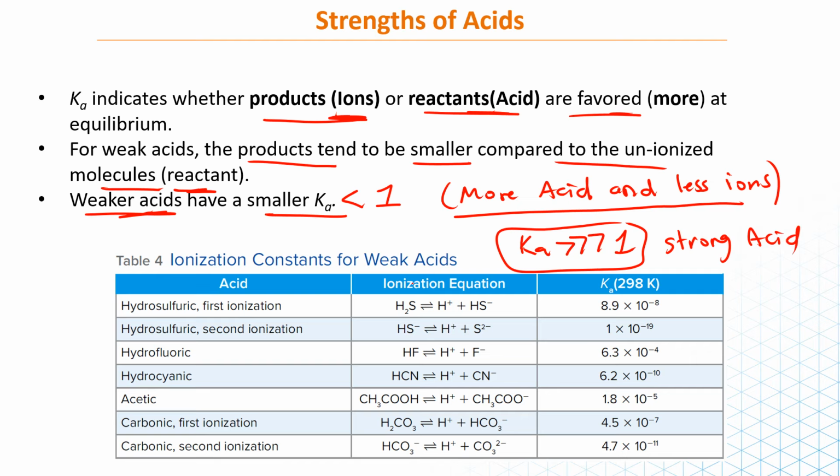So let's look at these equations. If they give us an equation with a double arrow, we know that these are weak acids, right? And now we can also know from the Ka. Notice that the Ka values are all much less than 1, right? Because this is to the power of minus, right? So all of them are less than 1. So because of this, they are weak acids. So weak acids have small Ka. All right?